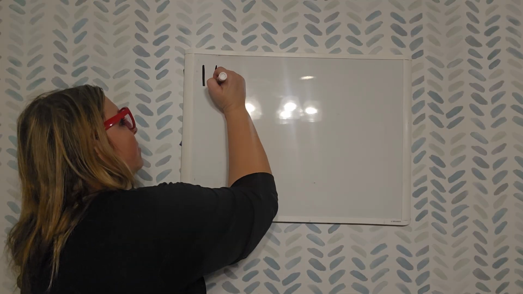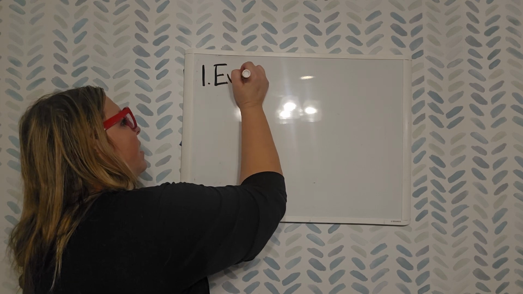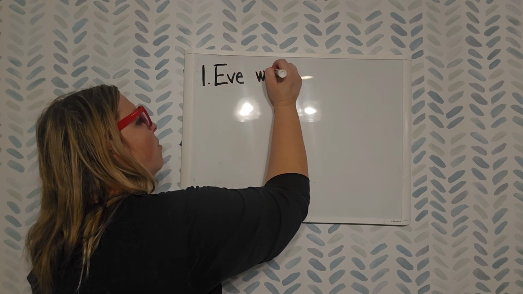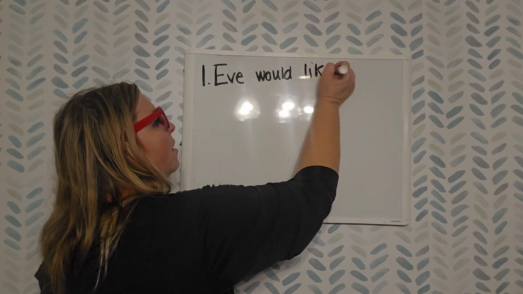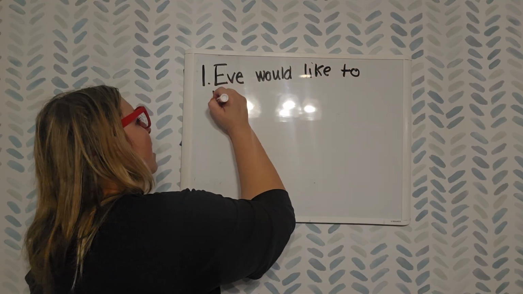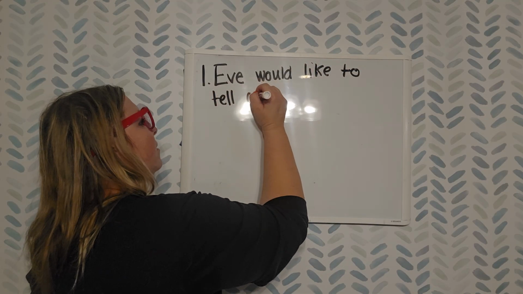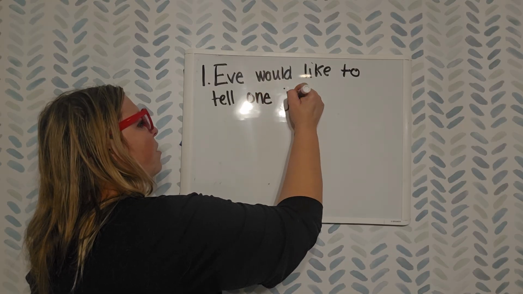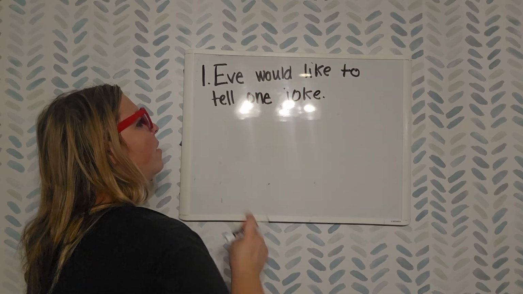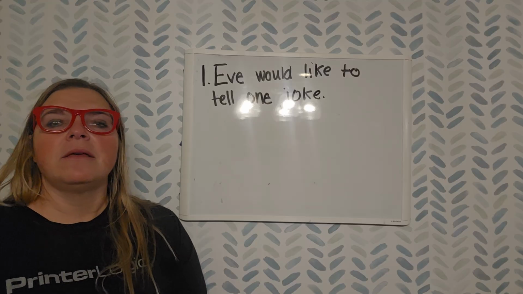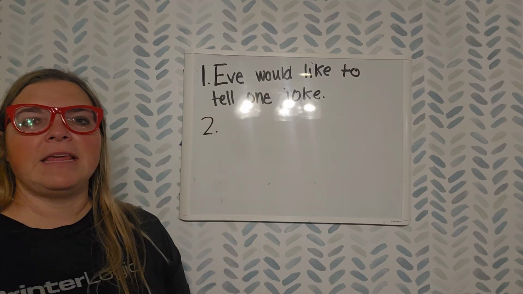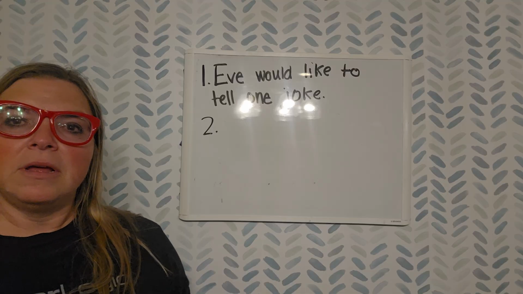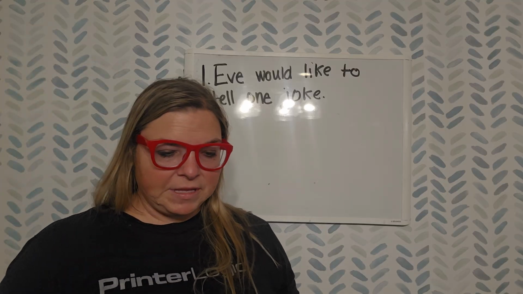Our sentence is spelled Eve, E-V-E, would, W-O-U-L-D, like to tell one, O-N-E, joke. If you need to fix anything, please pause your video and fix any of the words in the sentence that you need to.